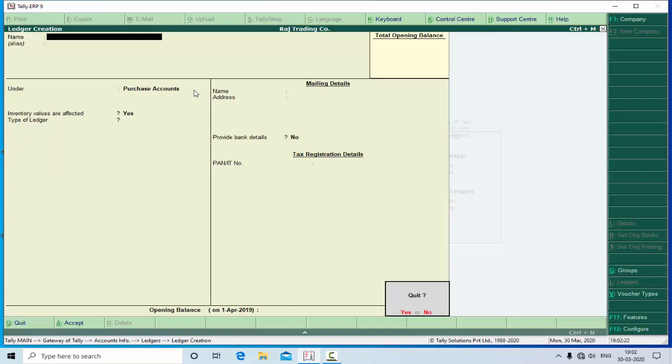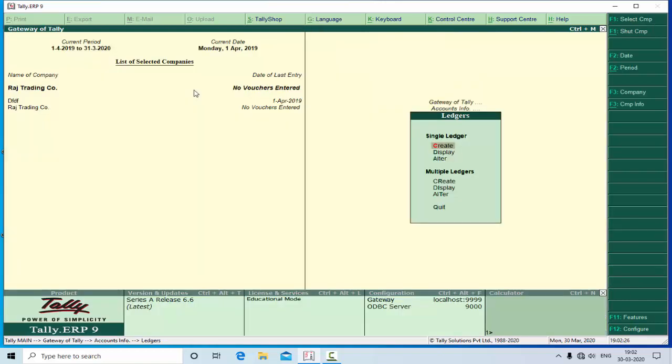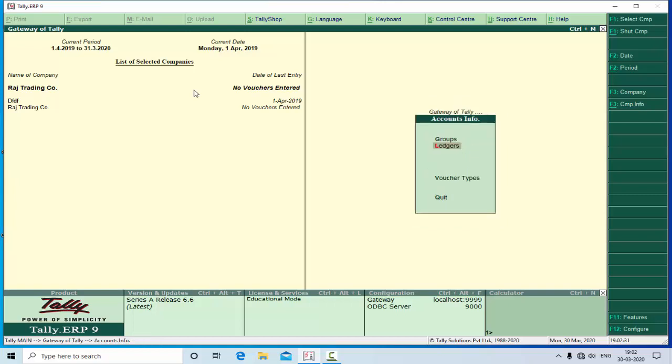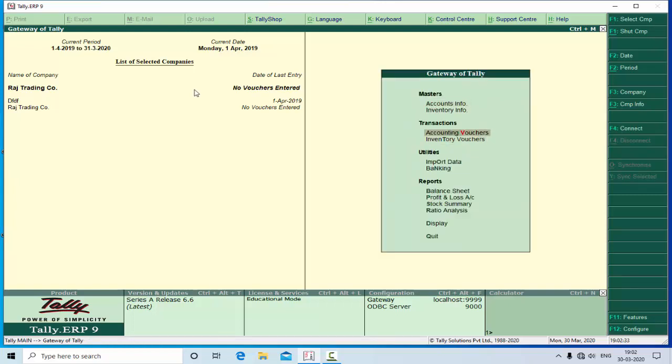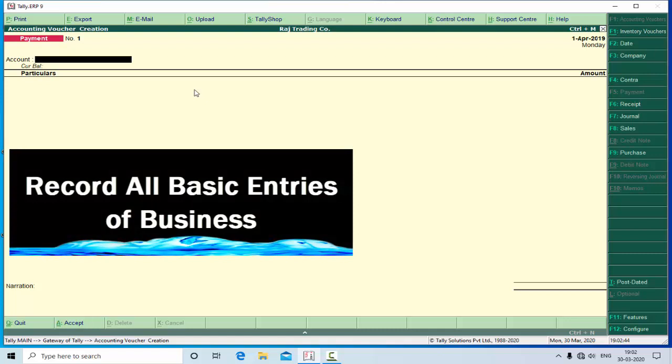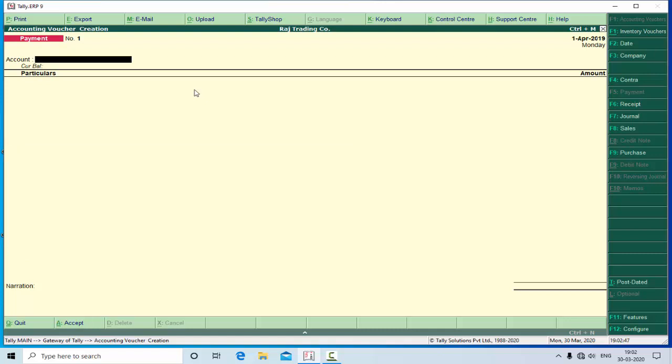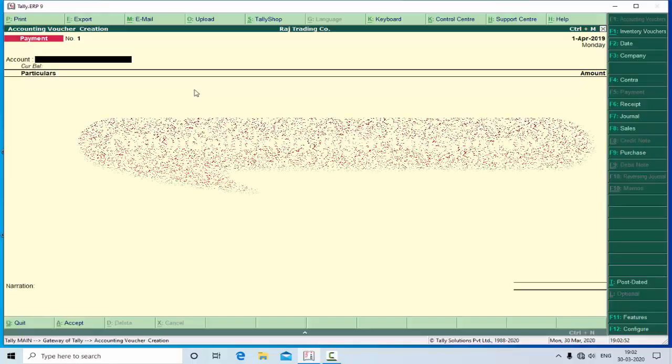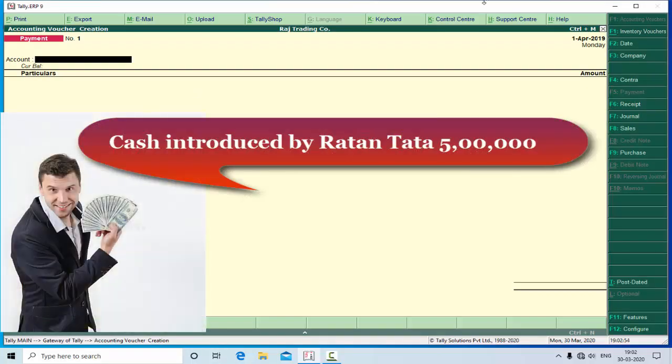After creating all the ledgers, we will come back from the ledger creation options and then back again. If you want to record the transaction entries, go to accounting vouchers to record the entries of the business. We will start recording from the first entry, cash introduced by Ratan Tata, 5 lakh.